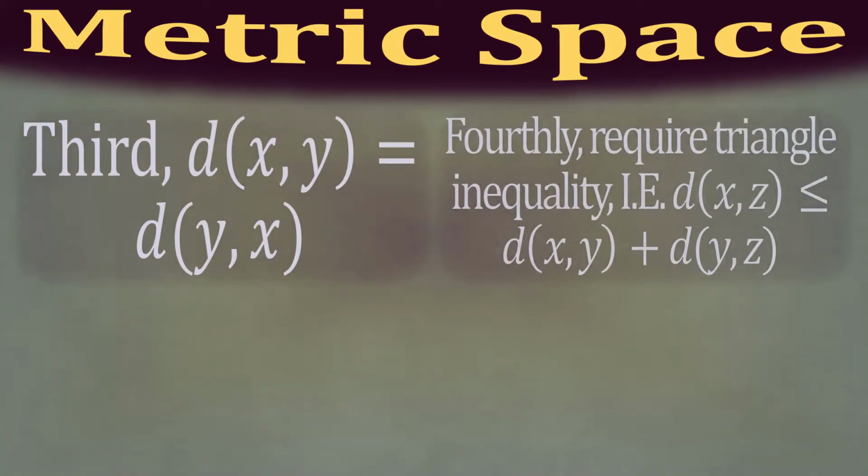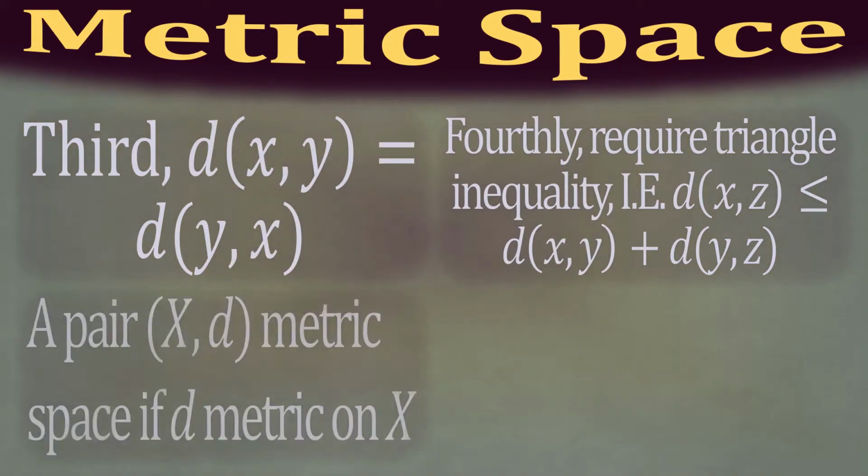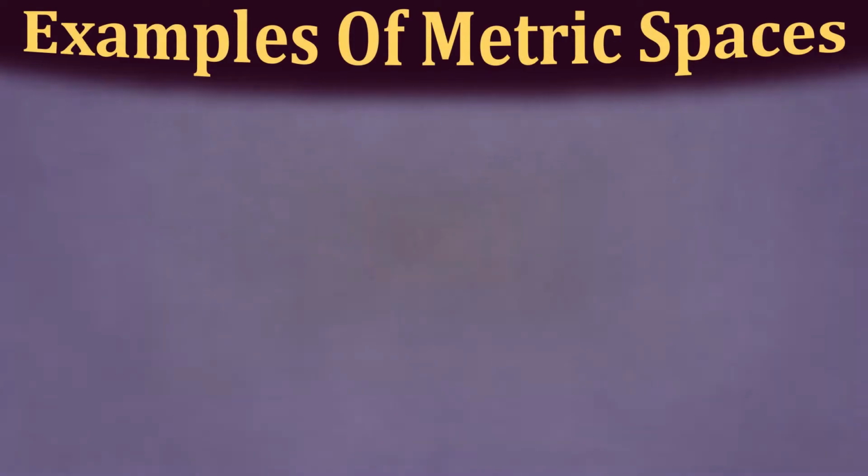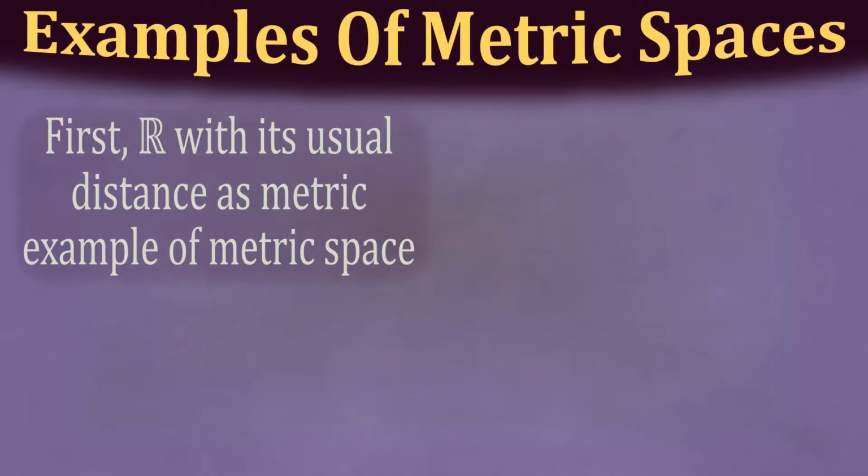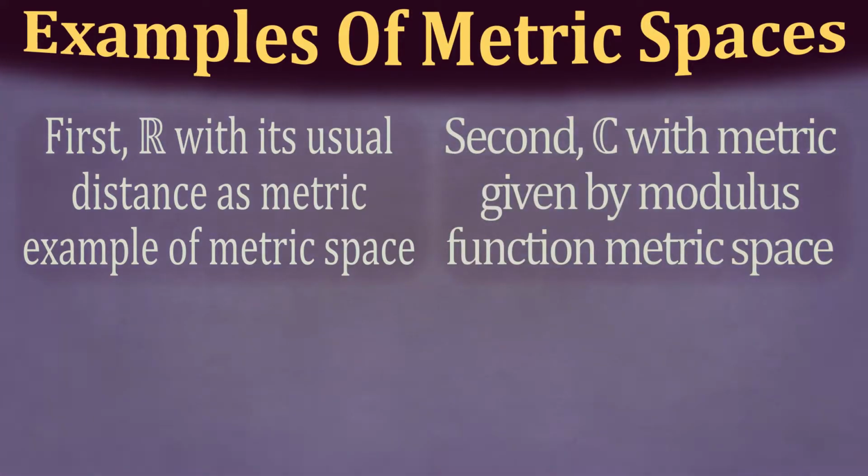Fourthly, we require the triangle inequality, i.e. d of xz is less than or equal to d of xy plus d of yz. A pair X and d is a metric space if d is a metric on X. Now, let's give some examples of metric spaces. First, the real numbers with its usual distance as a metric is an example of a metric space. Second, the complex numbers with metric given by the modulus function is also a metric space.